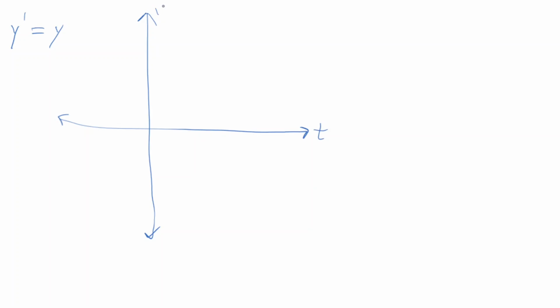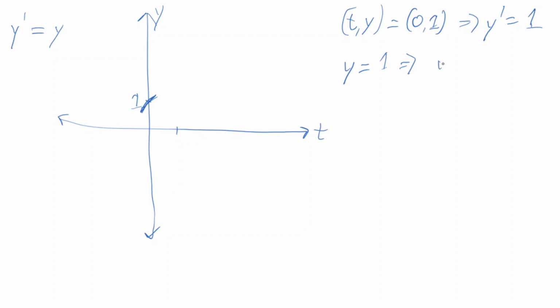Let's take a look at a slightly harder one whose solution we might not know immediately. Look at y prime equals y. Again, draw our axes t and y, and look at the point 0, 1. The slope is 1 there, so at 0, 1 we draw a little dash of slope 1. And we notice immediately that for all values y equal to 1, the slope is equal to 1. So on that line, we could draw dashes with slope 1.